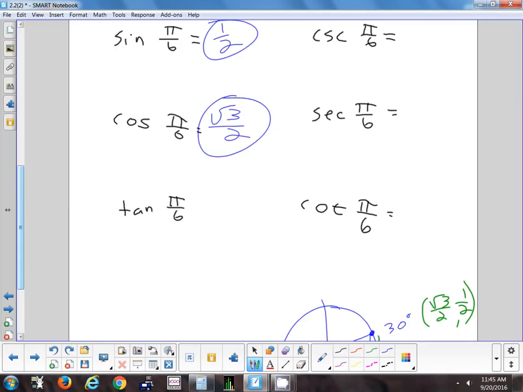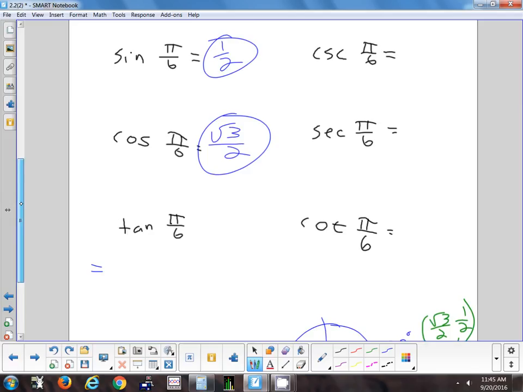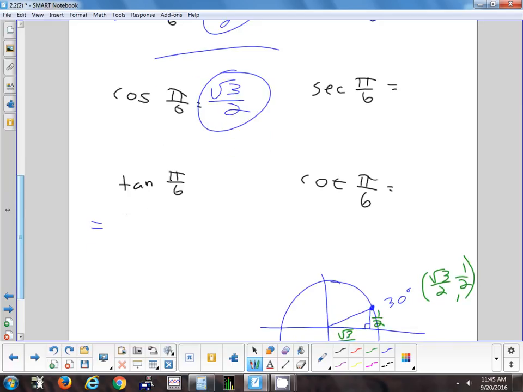And Dan, how about my tangent? Square root of 3 over 2 over a half. Careful, that's the cotangent. So how would you do it for a tangent? So it would be a half over square root of 3 over 2. Yeah, just imagine putting a division sign in right there. And when you divide those two things, that's your tangent. 1/2 divided by root 3 over 2.